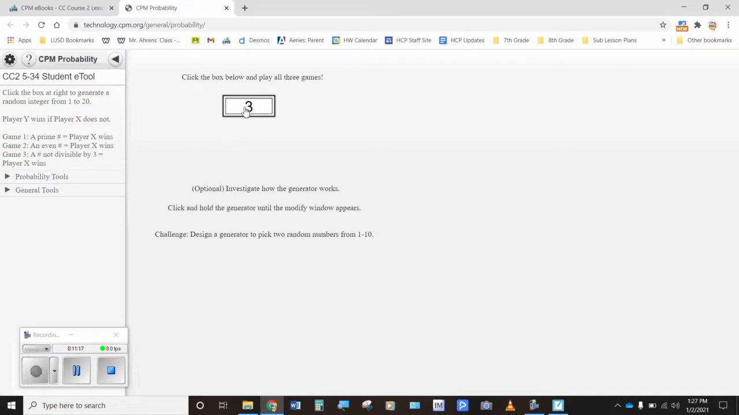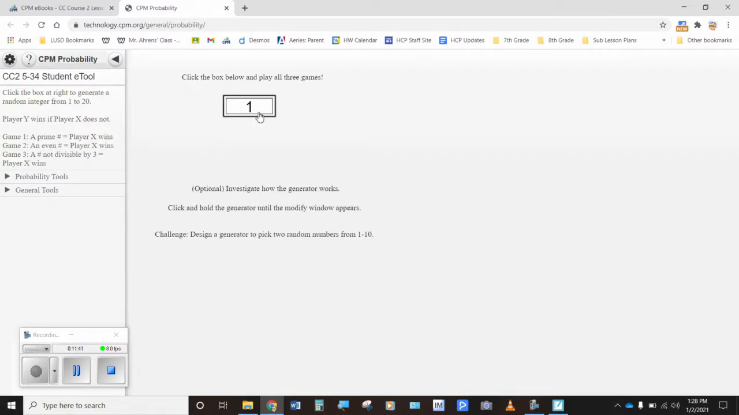I'm going to do game 1, which was if you get a prime number, player X wins. And I'm going to hit this 20 times, and I want to see how close we get to 8, right? Let's just go ahead and do it. Wait, are you going to go or what? Oh, no. There we go. No. So that's 1 is a no.